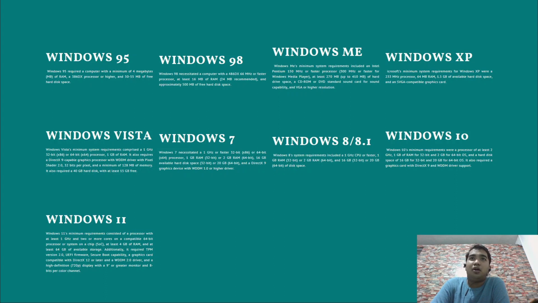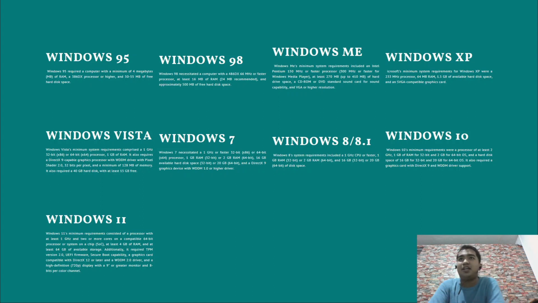Windows Me, the minimum requirement is an Intel Pentium 150 MHz or faster processor, or 300 MHz or faster for the addition of the Windows Media Player, at least 270 megabytes up to 410 of hard disk drive, a CD-ROM or DVD drive, a standard sound card for sound capability, and a VGA or video graphics adapter or higher resolution.